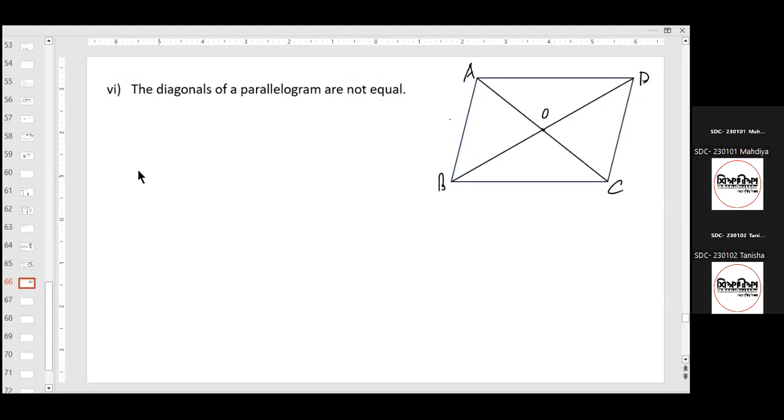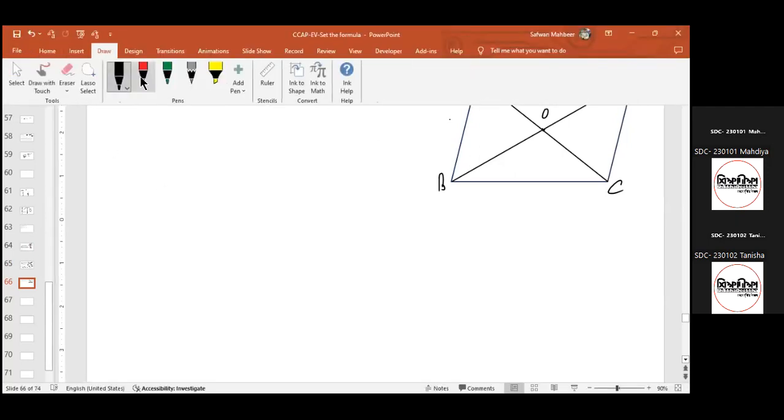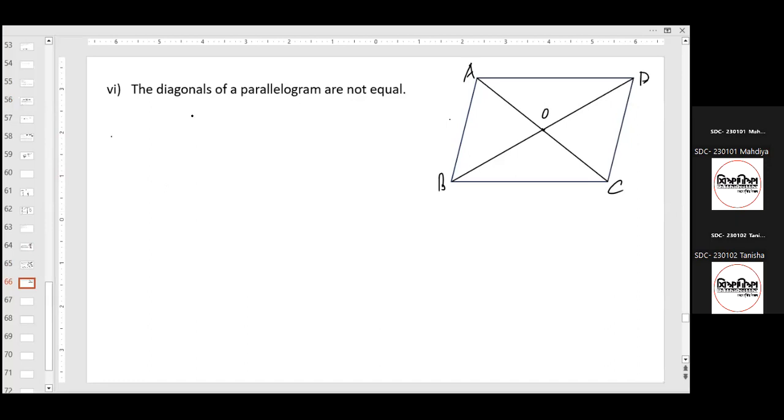The diagonals here: one diagonal is AC, which is not equal to BD as long as the quadrilateral is a parallelogram, right? But if we have the opportunity to change the shape, we can make it a square, rectangle, or rhombus. And in that case, we can ensure that the diagonals are equal.